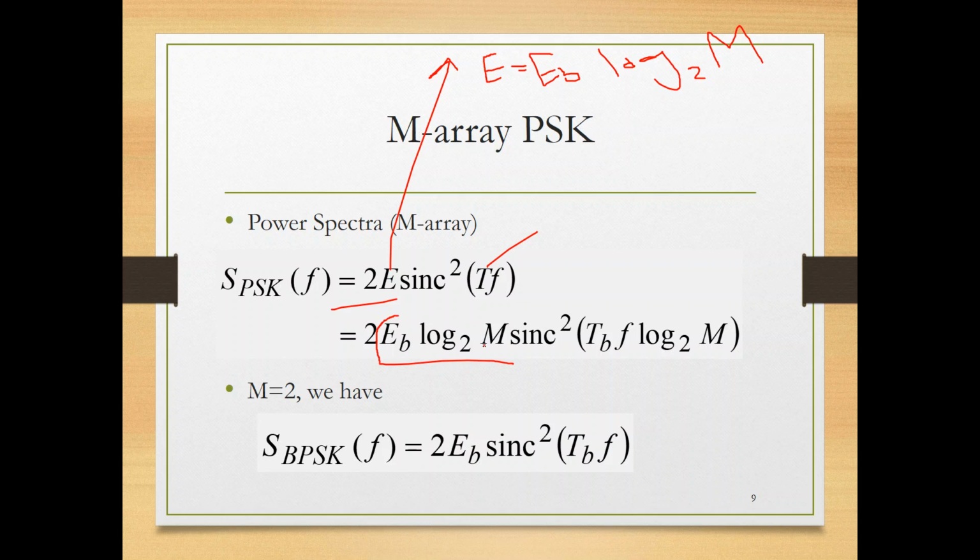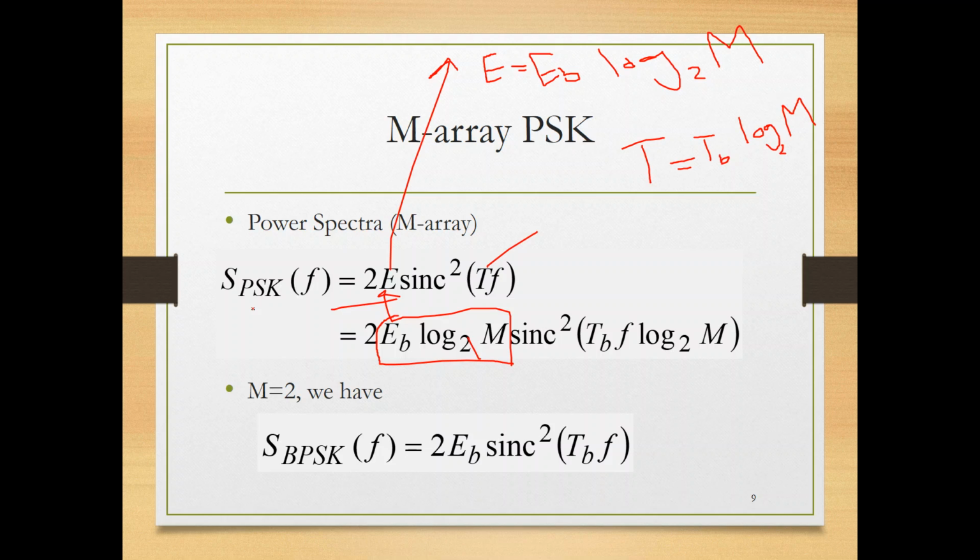This value is basically E. And T, what's T? T is equal to TP, the duration of one symbol equal to the duration of one bit multiplied by the number of bits per level, log 2 M. If M is 8, T is equal to 3 TP.